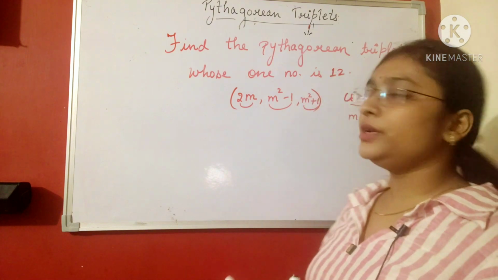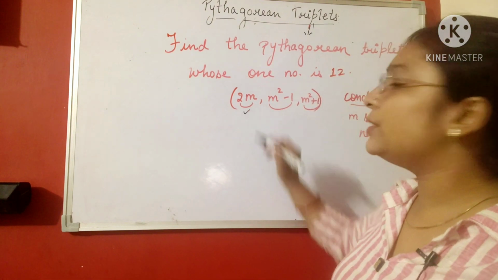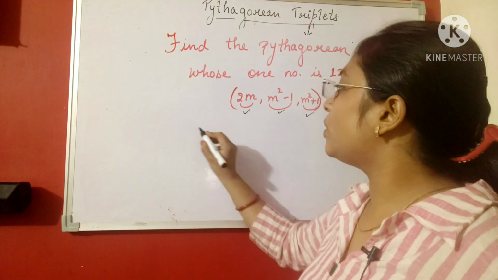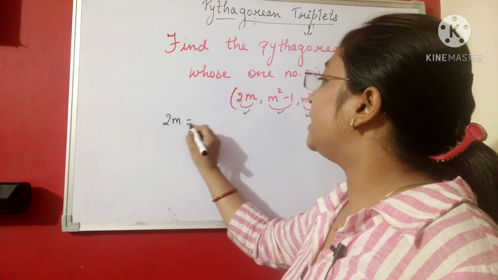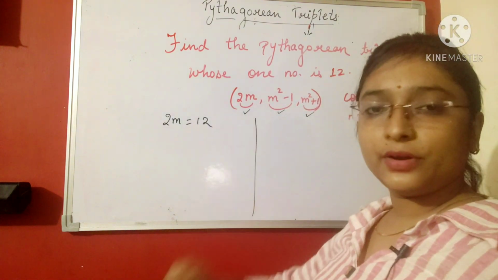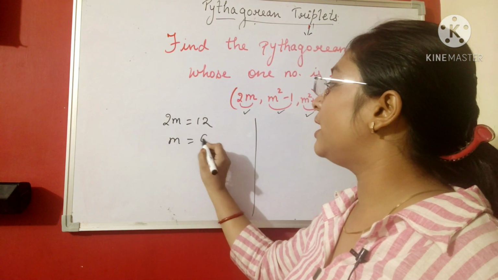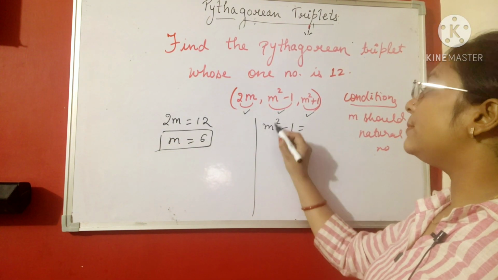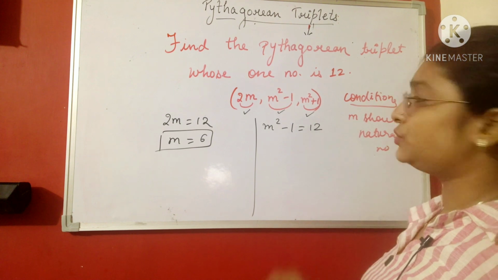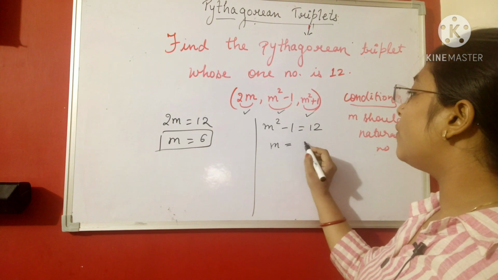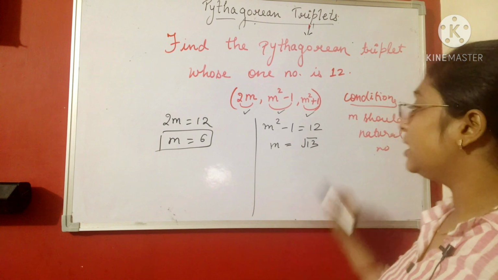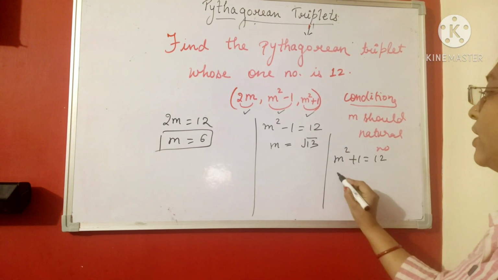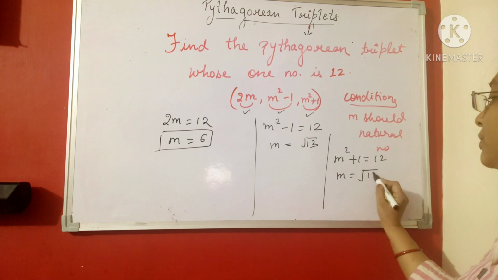So if this number is 12, we don't know whether the first number is 12, or this is 12, or this is 12. In such cases what we do, we just find out. We assume that the first number is 12. From here we got the value of m as 6. And we also take m square minus 1 equals 12. From here the value of m will be root 13, and m square plus 1 equals 12. From there m is equal to root 11.